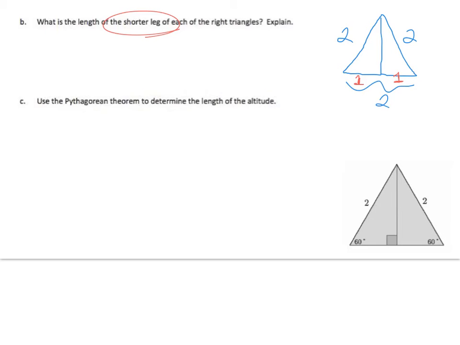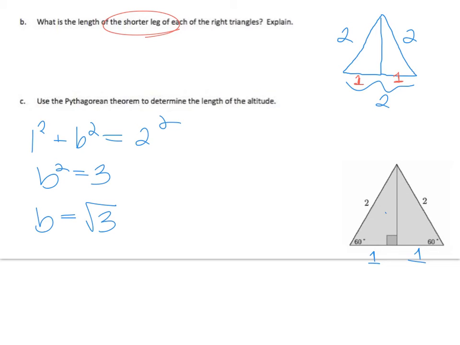Use the Pythagorean theorem to determine the length of the altitude. So here is 1, and that is 1. I'm going to have 1 squared plus b squared equals c squared, which is 2 squared. B squared equals 3, b equals the square root of 3. So the altitude is the square root of 3.